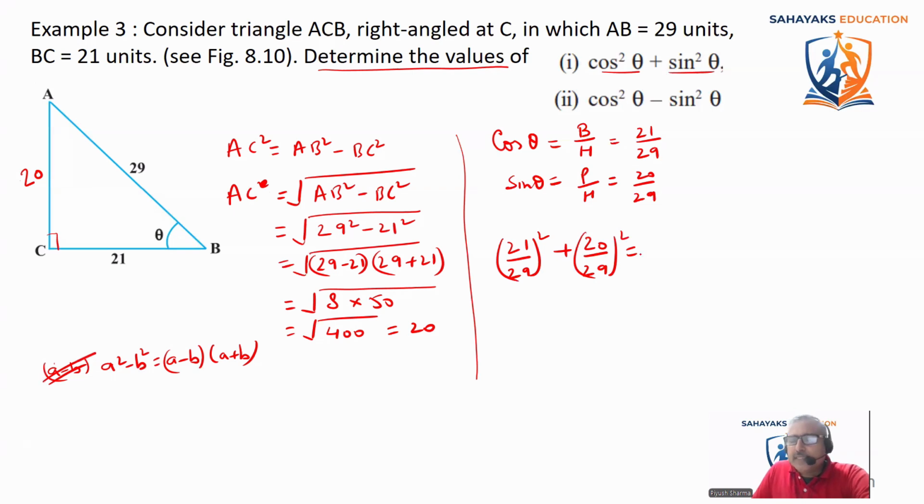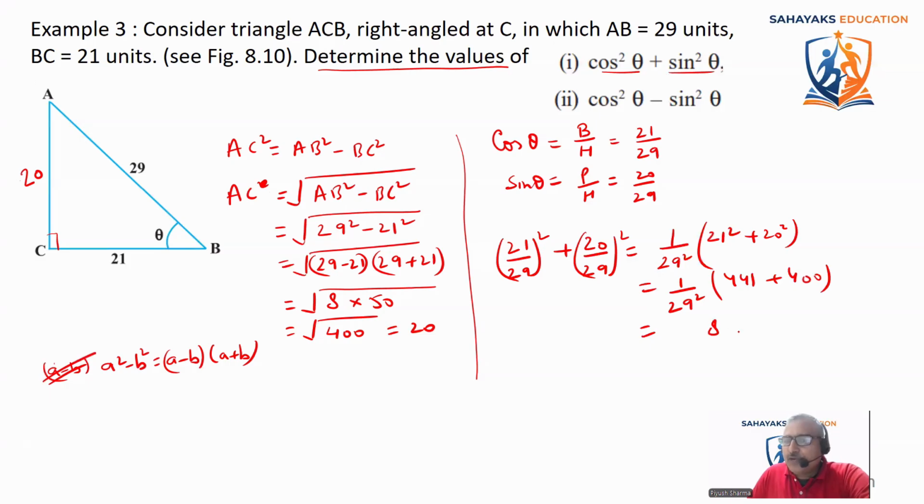See, 29 square, the denominator is common. So it becomes 21 square plus 20 square. I'll take 1 by 29 square as common. So it becomes 1 by 29 square multiplied by 441 plus 400. So it comes out to be 841 divided by 29 square.